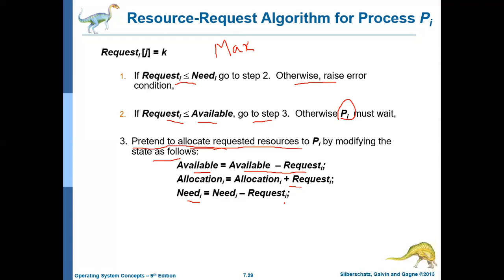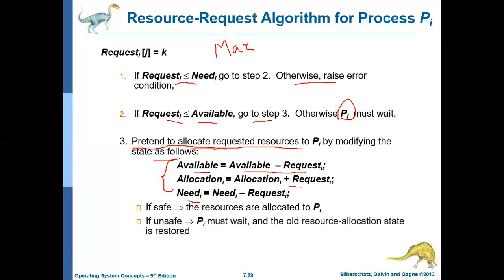After making these changes in these states, the operating system should check whether this is a safe state or not. Whether after making these changes, it will lead the system to a safe state or not, that it has to check. If it will lead the system to a safe state, then you allocate the resources that were requested by PI, just allocate those resources to PI.